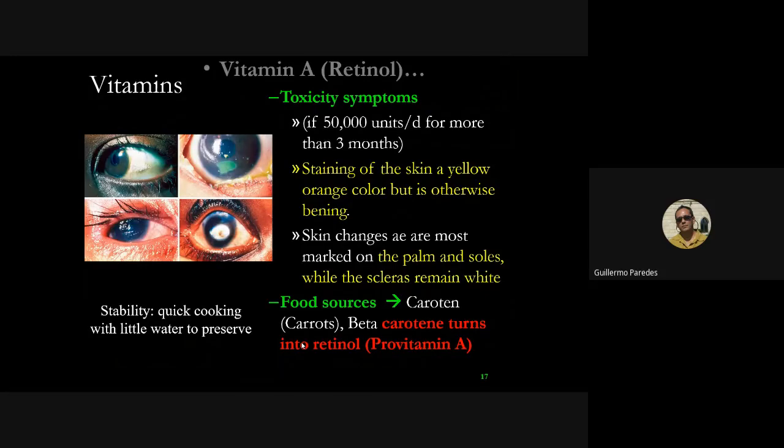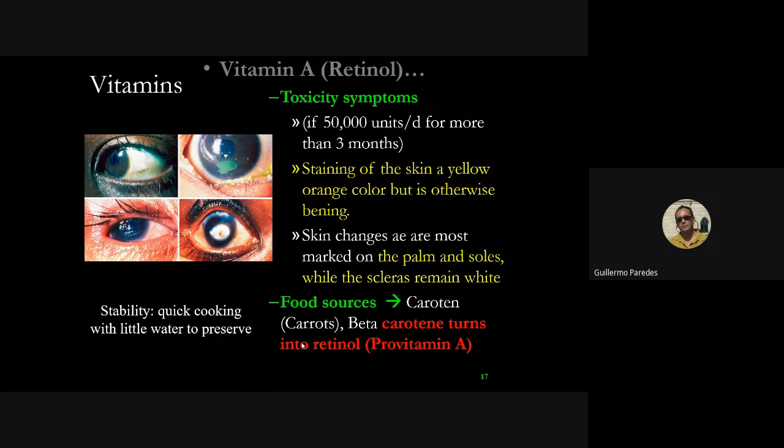All right, so toxicity levels. Symptoms are going to be staining of the skin, a yellow-orange color, but otherwise benign. So I will tell you a trick to remember about this vitamin A. When you go to the beach, you want to have a very nice tan, different from others, that lasts longer. You can eat carrots. Carrots contain a lot of carotene, which is a pro-vitamin A, so it will be transformed into vitamin A in the body. That gives you an orange, crispy color of your skin, and it's going to last longer. So just remember, the toxicity is benign and temporary, and can stain the skin a yellow-orange color, okay?